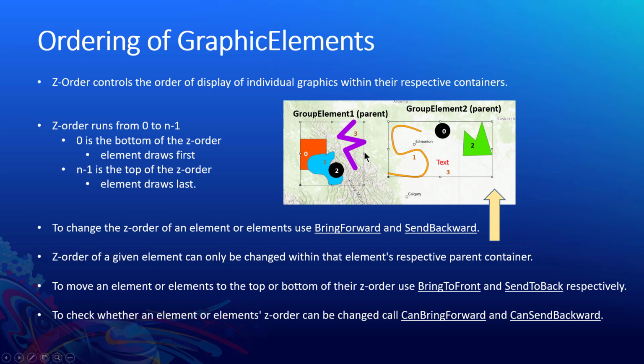There are two group elements on this image. Notice how the Z order is set within each group element container. To move an element to the top of the Z order, use the bring to front method. To move the element to the bottom of the Z order, use the send to back method. Can bring forward and can send backward methods can be used to check whether an element's Z order can be changed.